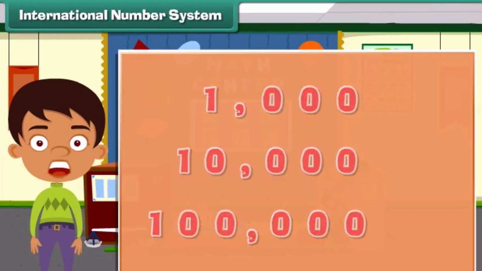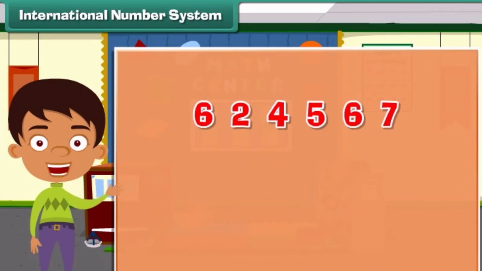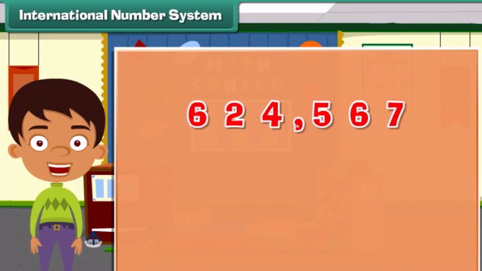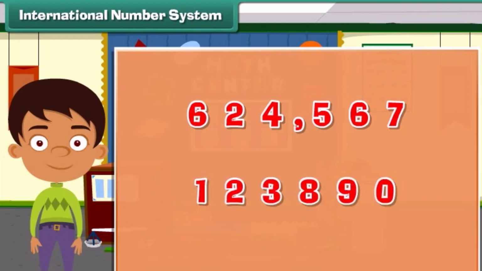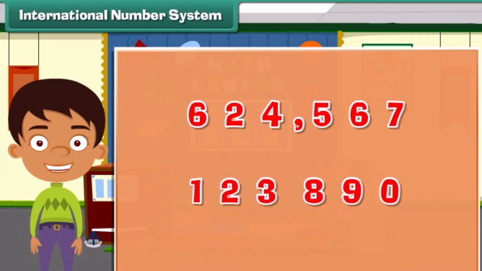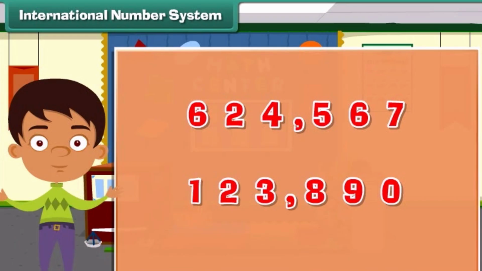Now consider the number 624567. It will be written as 624,567 in the International Number System and read as 624,567. Let us look at another number, 123890. The International Number System will group it as 123,890. The number is read as 123,890.